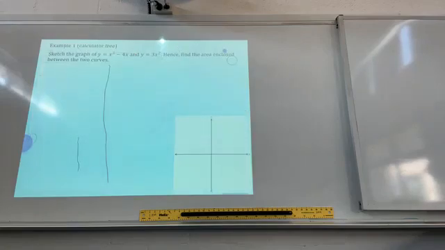Let's start off with this. Can you sketch y equals x cubed minus 4x and y equals 3x squared? Remember what I say, generally, if you don't have a graph, sketch it.